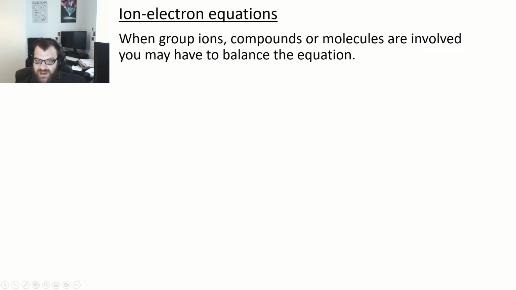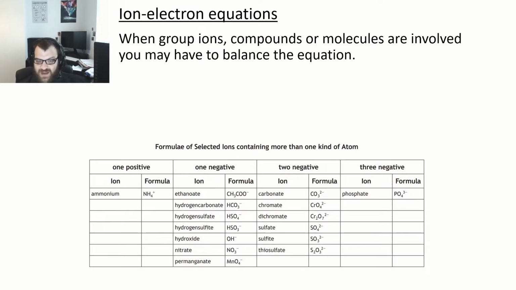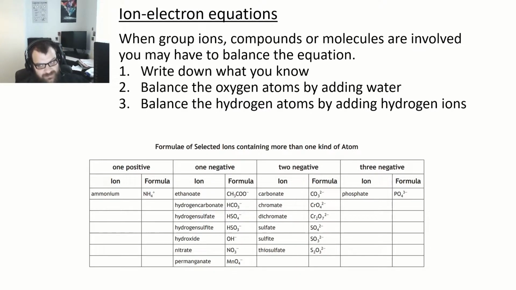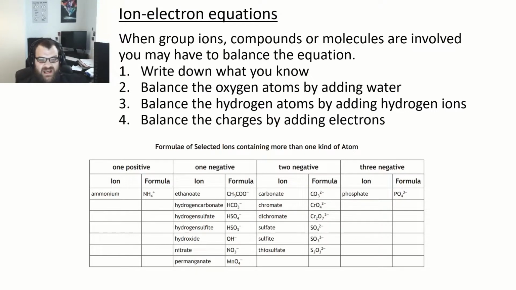At Higher, we'll get a lot of group ions or compounds or molecules involved in our reductions and our oxidations. Here are some of the examples. You can find these in your data booklet. Things like hydroxide, nitrate, and sulfate you should be familiar with from previous work. When we're balancing these ion-electron equations, we need to write down what we know at first. We're going to balance oxygens by adding water. We're going to balance hydrogen by adding hydrogen ions. And then finally, we'll balance the charges by adding electrons. And we'll go through a few examples just now.